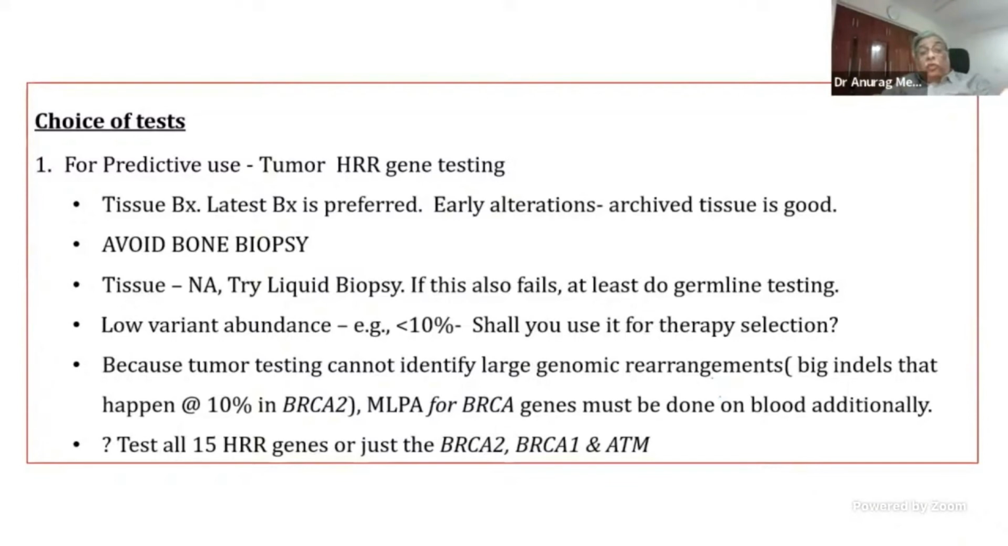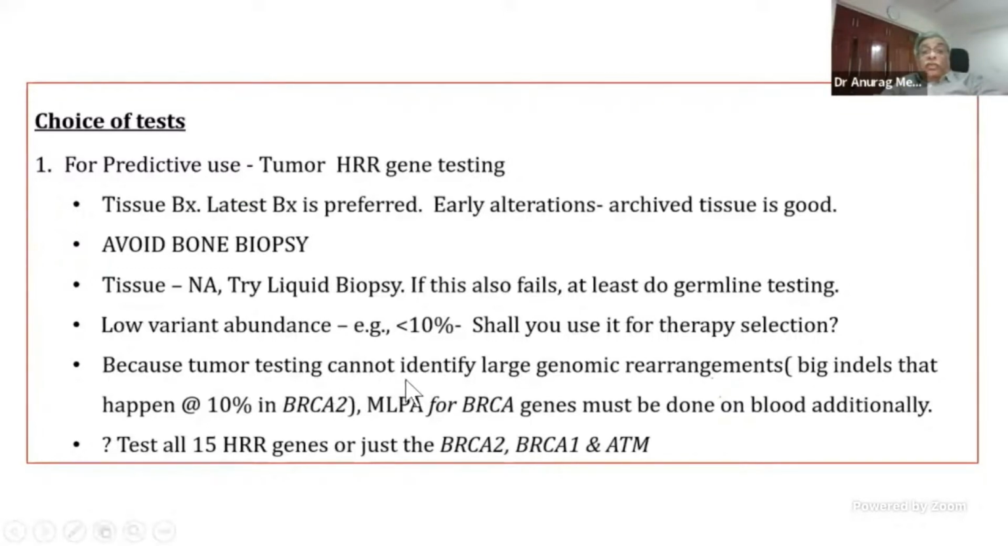And one question you must always ask the lab, if you find a low variant abundance, you find some mutation which is happening at 7%, 8%, 9%, shall you use this information for therapy selection? There are passing references that any mutation or alteration that has been seen at less than 10% should not be used for therapy selection because it is likely to be a false positive, an artifact of PCR or sequencing.